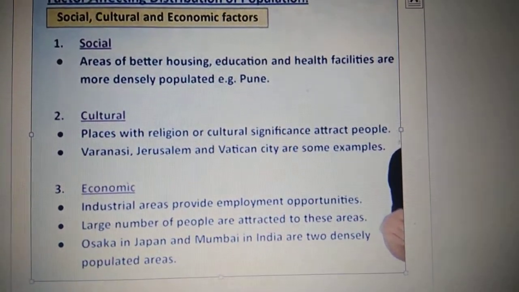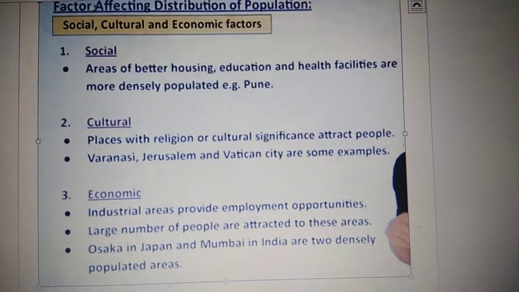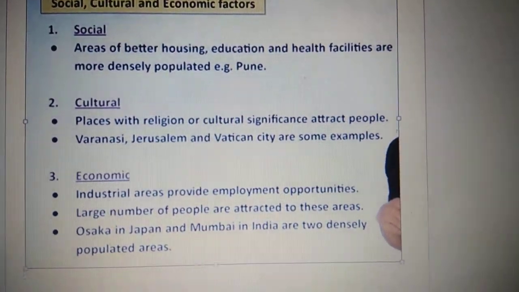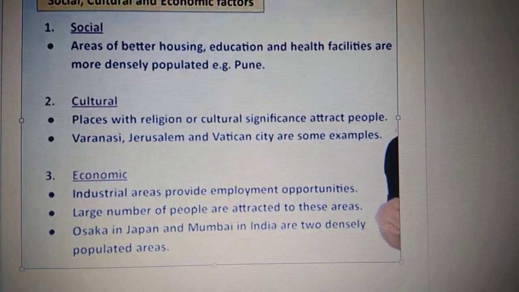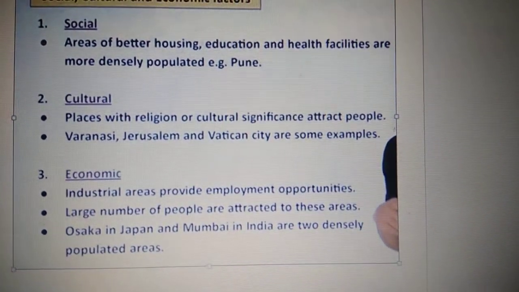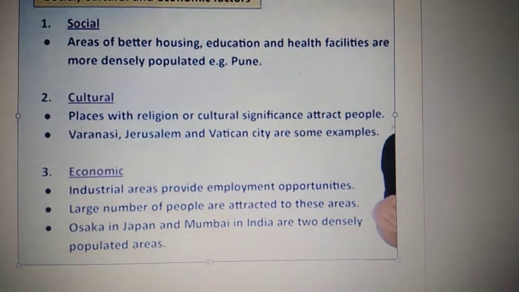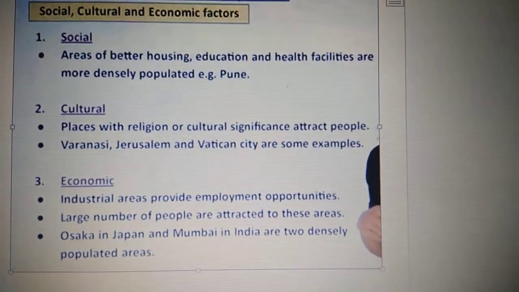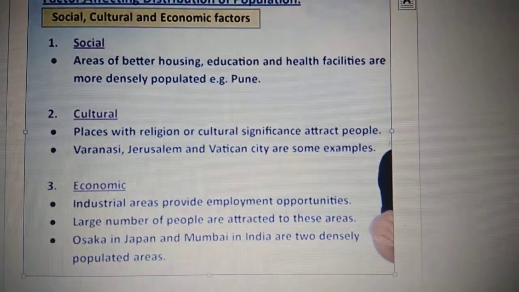And also another factor is economic factor, and you find more people living in the industrial areas because there is more employment available there. So a large number of people are attracted to these areas, and we see that Osaka in Japan and Mumbai in India are the two densely populated cities of the world.